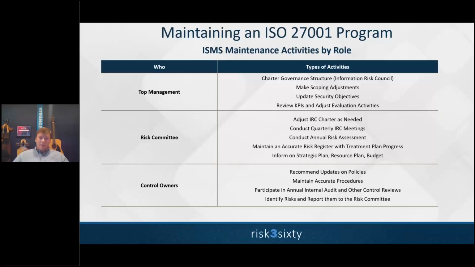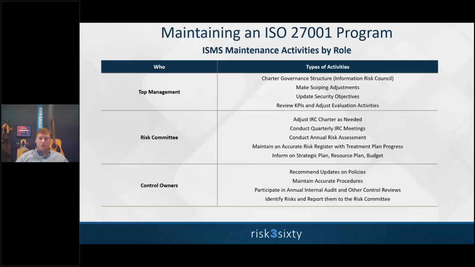The risk committee also needs to conduct the annual risk assessment. That can be in conjunction with a third party. It can be done in-house, but they need to oversee that activity and ensure that that risk assessment is done in accordance with policy. So ISO states that the policy should describe a risk assessment process that, when followed, would produce similar results. So that's how you're going to measure the effectiveness there. The risk committee needs to make sure that that policy is written correctly and the activities follow it.